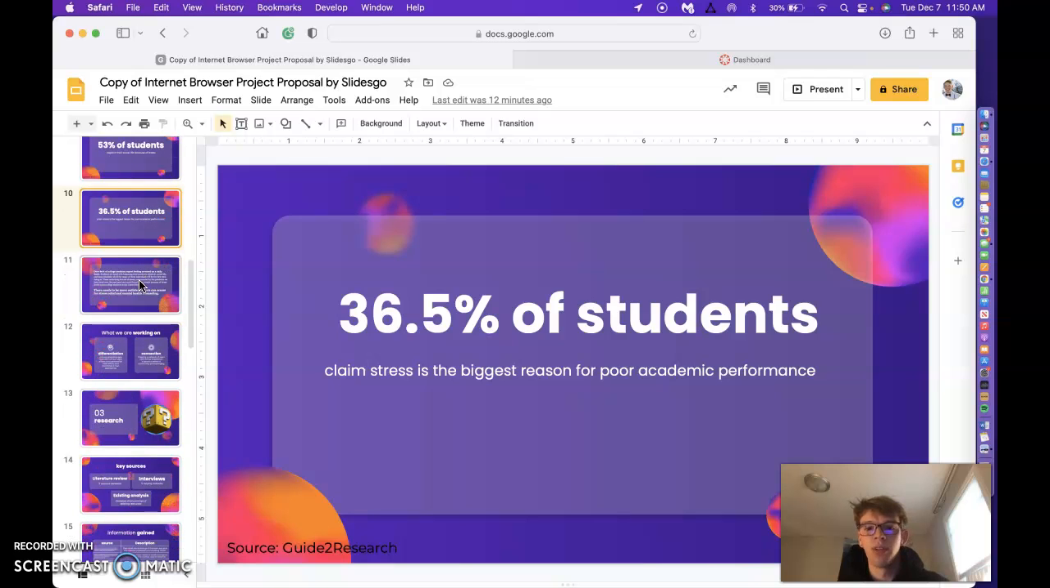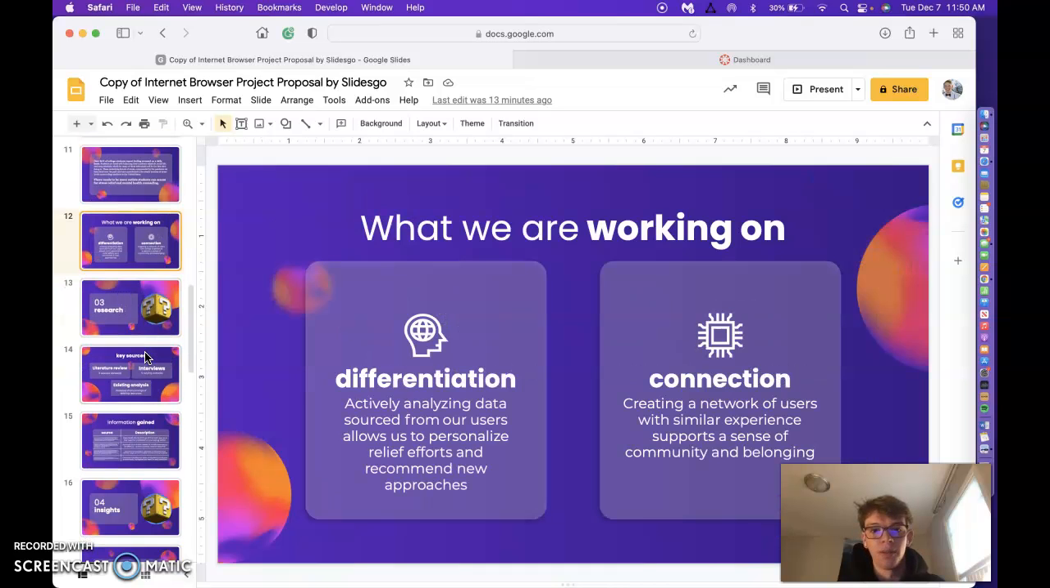Another one is 36.5% of students claim stress is the biggest reason for poor academic performance. So it's basically like a vicious cycle. You have more stress, you have poor academic performance, and that leads to even more stress. So it's really something that's got to be picked up early and something that needs to have more focus shed on it. So what we're working on is, one, differentiation.